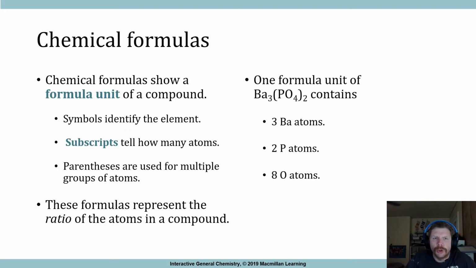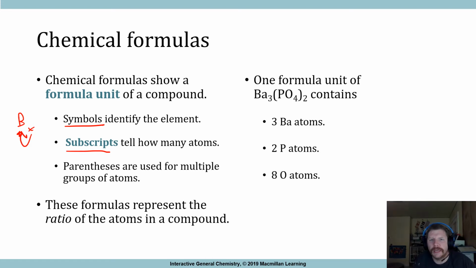Chemical formulas show a formula unit of a compound. The elemental symbols identify the element present. The subscripts, so if we have something like B sub X, tell how many of that atom, how many X tells how many B is present. Parentheses, when they are used, display how many of these groups of atoms are involved.